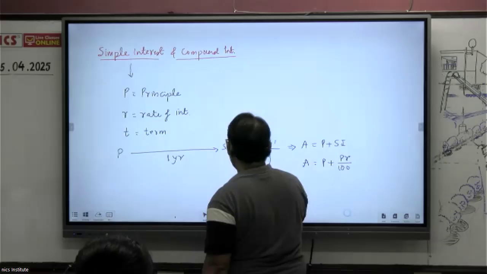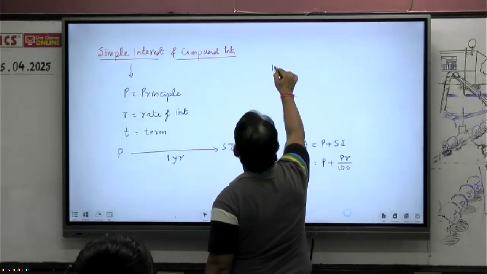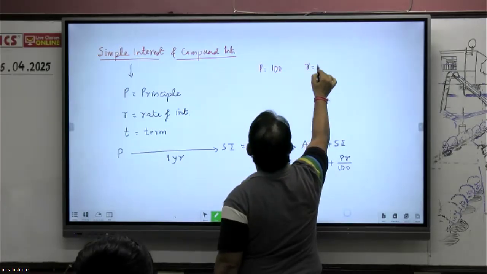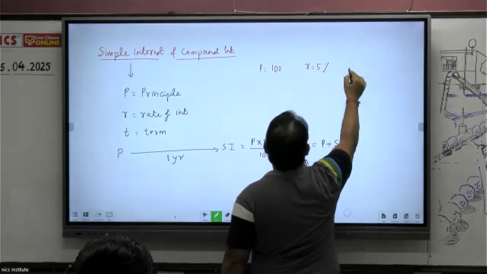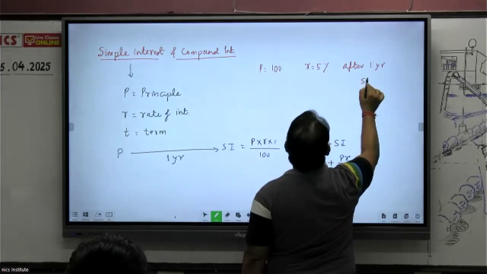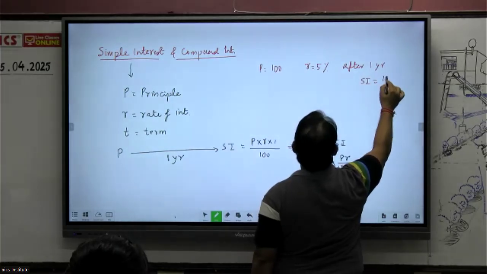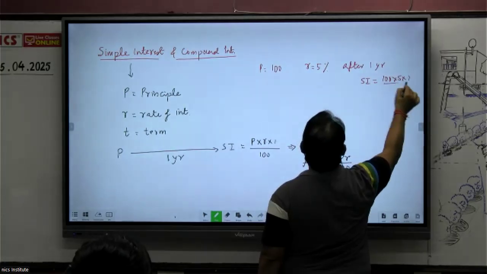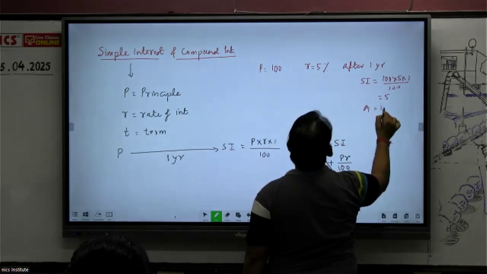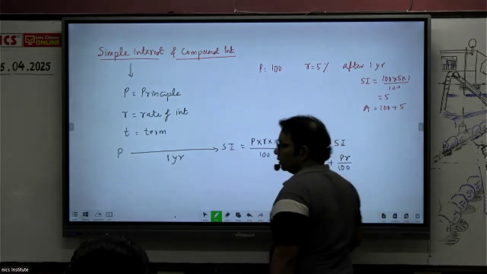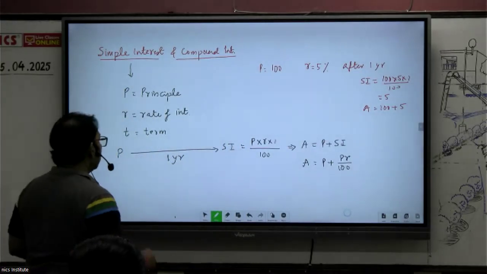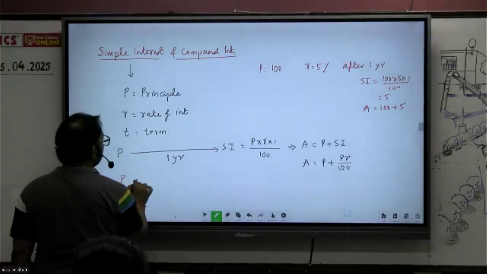For example, if you borrow 100 rupees and the rate of interest is 5% per annum, after 1 year how much amount is to be paid? Simple interest would be PRT by 100. That is 5 rupees. And the amount due would be 100 plus 5. The best part about simple interest is that even the next year, your principal will be 100 only. The same amount will be the principal for the next year.